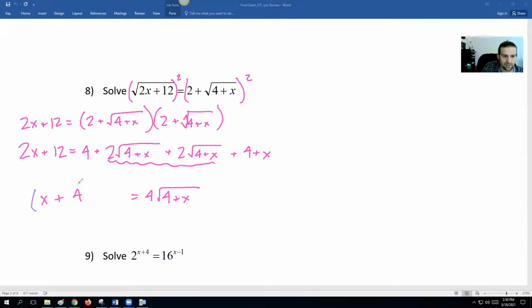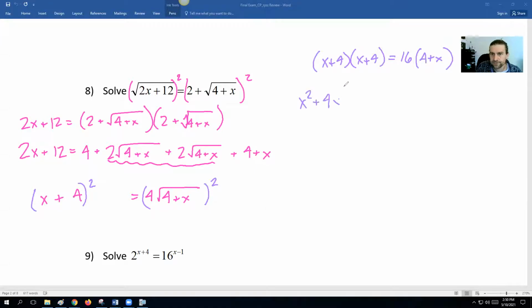Next thing, okay, let's get rid of the other radical by squaring both sides. And so we would have to write out the x plus 4 twice, and then we square. The 4 squared is 16, and the radical goes away. 16 times 4 plus x. Okay, if we FOIL this, x times x, that's x squared. x times 4 is 4x. 4 times x is also 4x. 4 times 4 is 16. And then if we distribute this 16 here, 16 times 4 is 64 plus 16x.